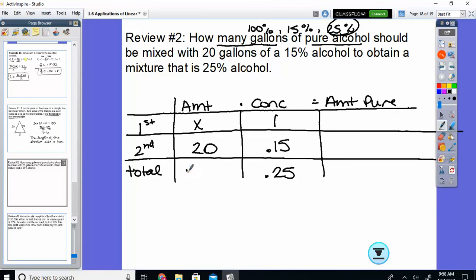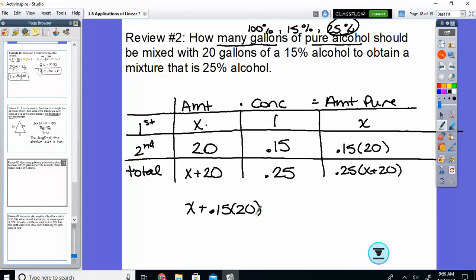If you pour in X of the first and 20 of the second, then you add them together there. Then we can use the formula to fill in the final column. Amount times concentration, so X times 1 is X. This one we have 0.25 times X plus 20. So how do we finish it from here? You use the X plus the 0.15 times 20 is equal to 0.25 times X plus 20.